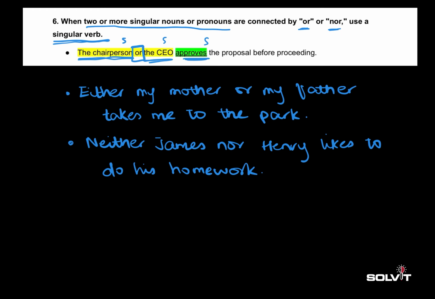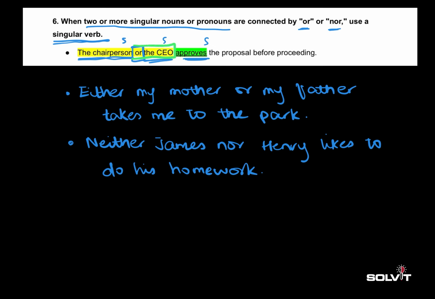Okay, because you have to understand what the sentence is trying to say. It's saying that the chairperson or the CEO, which means one of the two, not both of them, one of the two will approve the proposal before proceeding. So we have to treat the sentence, for example, if you want to make more sense of it, you can omit this part. Okay, let me use a different pen.